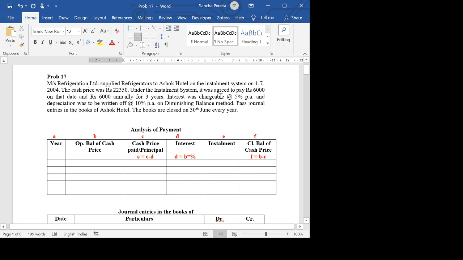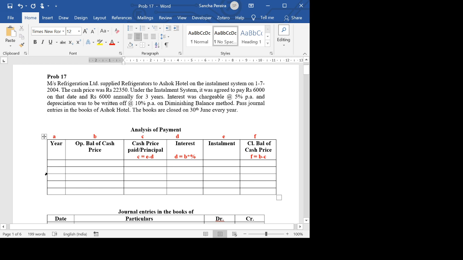So they signed the agreement on 1st July, and the first installment comes after 1 year because it's 6,000 annually. So 1 year later will be 30th June 2005. So basically, our closing date and installment date coincide, not like yesterday's problem. Yesterday's problem there was slight confusion because of that. Fine. Let's start now. This is exactly the same as our initial problems.